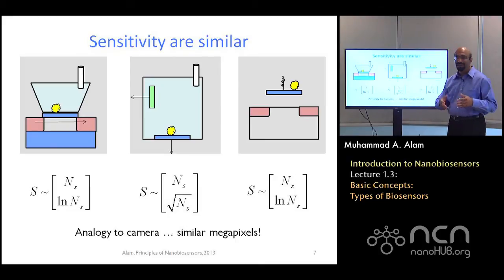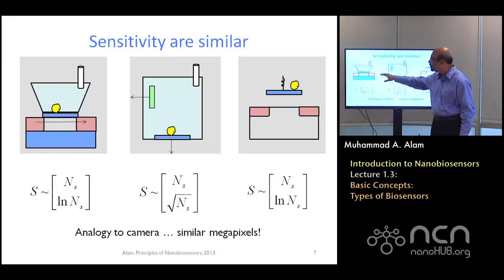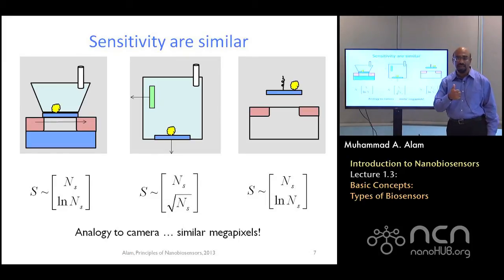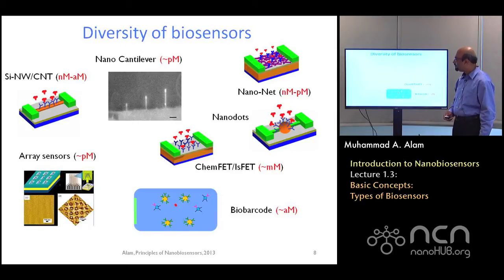Once you have chosen the right sensor for the analyte to be analyzed, then they have very similar sensitivity. It is as if you go to buy a camera and all these cameras have approximately similar megapixels. So you don't get significantly more from one approach to another once you have chosen appropriate analytes that can be detected by the sensor. So that brings us to a puzzle.